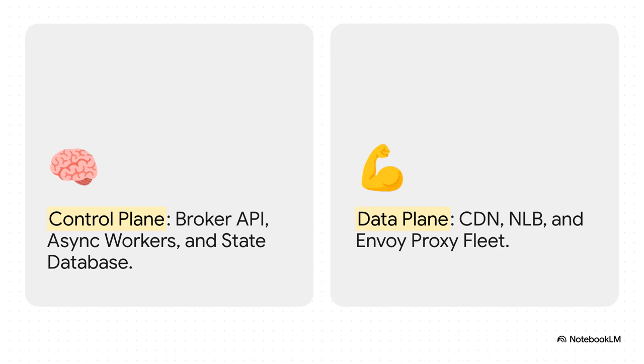That database is absolutely critical because it's the source of truth for what the system intends to do before it commands the muscle. And the data plane? That's the muscle. This is the physical pathway for the user's traffic, flowing from a CDN, through a network load balancer, and hitting an auto-scaling Envoy proxy fleet. The brain tells the muscle exactly how to handle that massive wave of traffic.